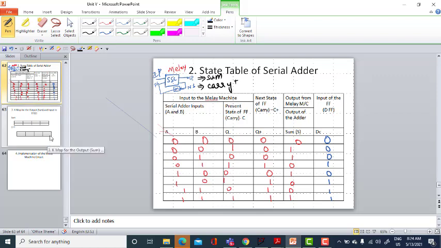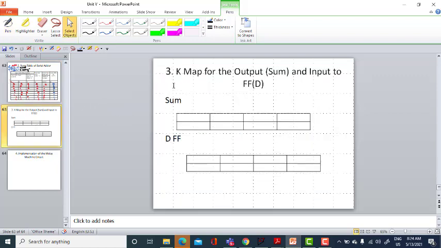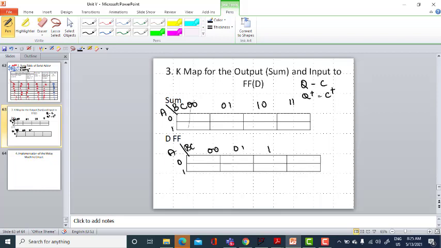Now it's a three-input combination, so we need to use a three-variable K-map. The inputs are A, B, and C. C is nothing but Q, so Q is C and Q plus is C plus. So A, B, C: 0, 0, 0, 1, 1, 0, 1, 1, and 0 and 1 for C.